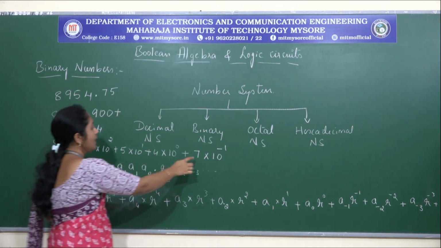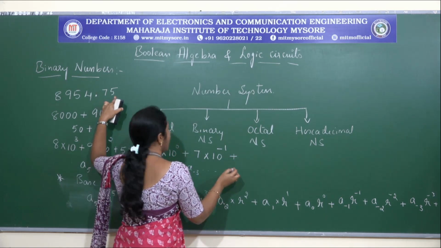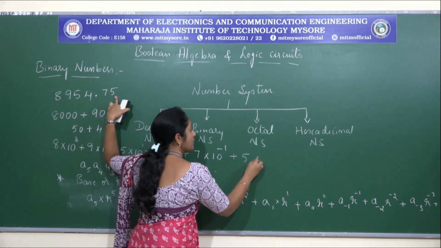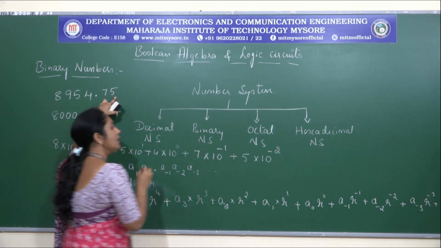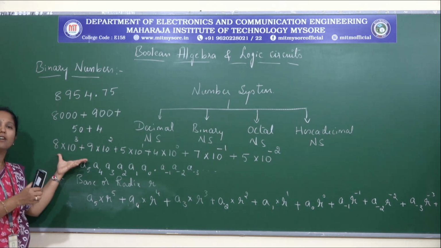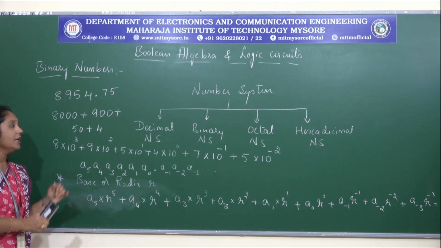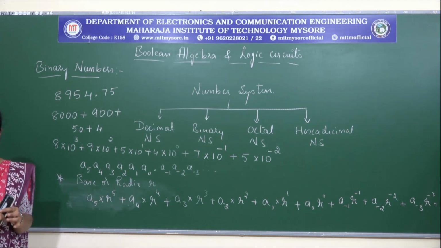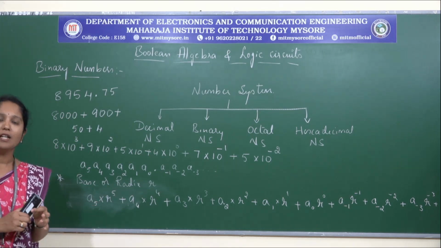So here we have 7 into 10 power minus 1. Next will be a minus 2. A minus 2 is 5, which will be multiplied by 10 power minus 2. So this is how we write the expanded form using the general equation. Fine? Now we need to discuss binary numbers, because the topic we have taken is binary numbers.